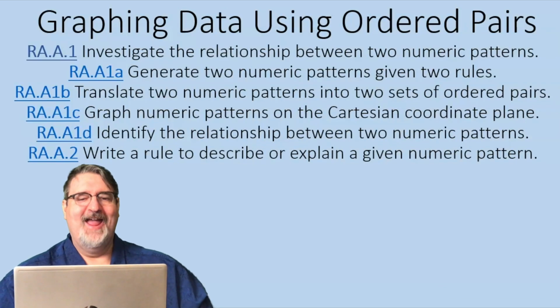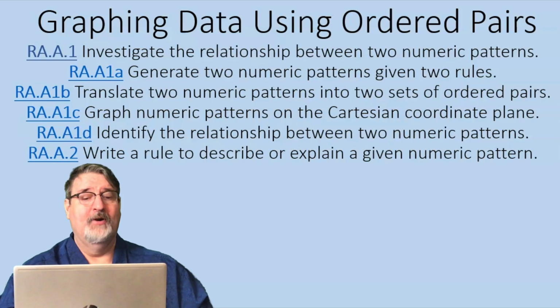First standard, 5.OA.1. Investigate the relationship between two numeric patterns. 5.OA.1A. Generate two numeric patterns given two rules. 5.OA.1B. Translate two numeric patterns into two sets of ordered pairs. 5.OA.1C. Graph numeric patterns on the Cartesian coordinate plane. 5.OA.1D, identify the relationship between two numeric patterns. And finally, 5.OA.2, write a rule to describe or explain a given number pattern.